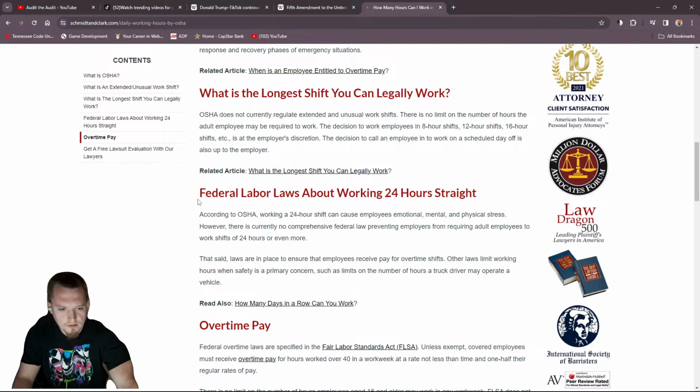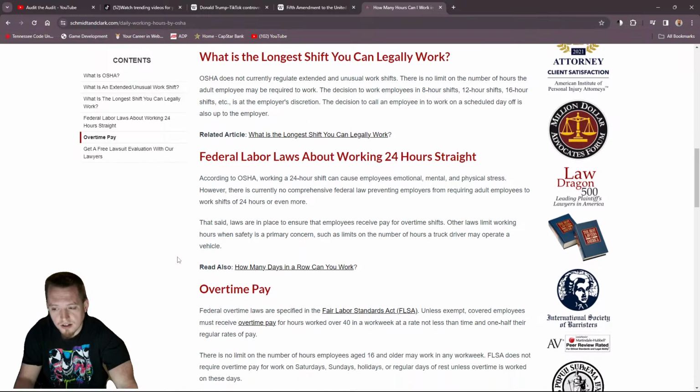Yeah, that's what I thought. According to OSHA, working a 24-hour shift can cause employees emotional, mental, and physical stress. However, there is currently no comprehensive federal law preventing employers from requiring adult employees to work shifts of 24 hours or even more. So yeah, that's what I thought. In the United States, there is no federal law protecting you from an employer forcing you to work as many hours as they want. But you're also equally as capable of just not working that.